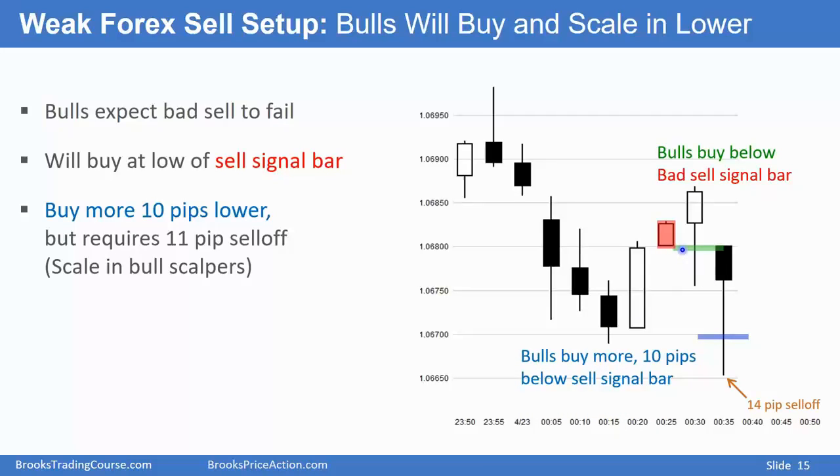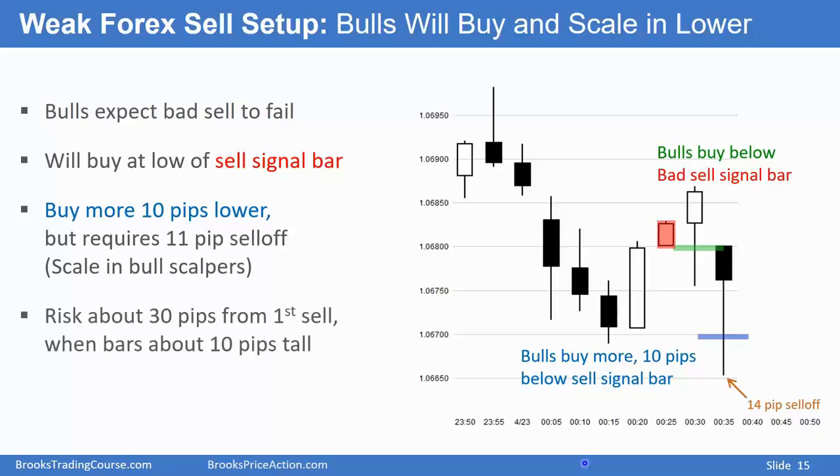Again, bulls only do this if they're confident that this is a bad bear flag and that it's going to lead to a trading range or even a rally instead of a continued bear trend. Bulls doing that might have to risk about 30 pips from their first entry. So they buy here, buy more 10 pips lower. Maybe they're willing to buy more 20 pips lower. In general, if you're doing that kind of trading, you have to risk about 3 times the size of a minimum scalp, 10 pips. So you have to risk about 30 pips.